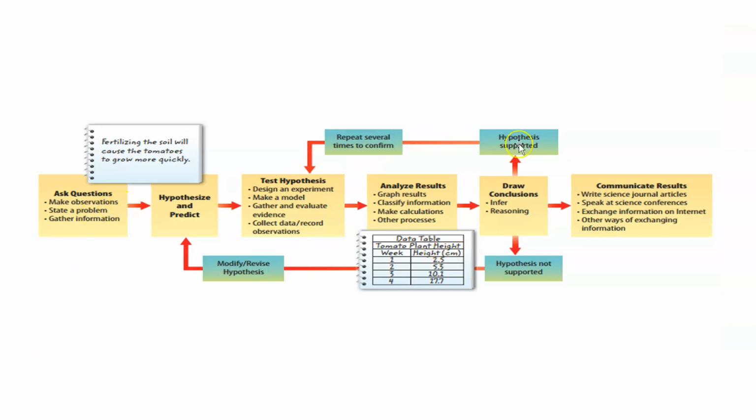Again, we can modify, always go back and do things, but we ask questions, we hypothesize and predict what would happen. Then we test it out, we experiment, we analyze the results. Sometimes we have to go back and revise the hypothesis or modify the experiment. Maybe the experiment was not so good. We draw conclusions, and then we communicate it.